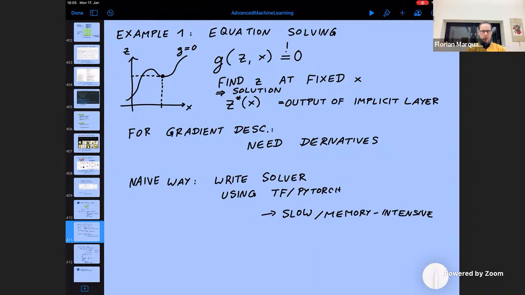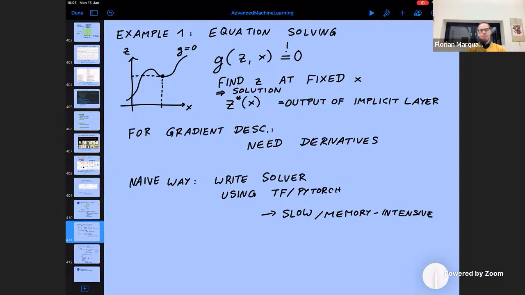And so the question now is, first, how would you find the output that is the solution Z? You would want to use any kind of numerical technique that is known. But then how would you find the gradient of this output with respect to the input? And the naive way to get access to the gradient would be to take whatever algorithm you have in numerics to find, say, the solution of such an equation, and to re-implement this algorithm using any of these frameworks like TensorFlow or PyTorch.